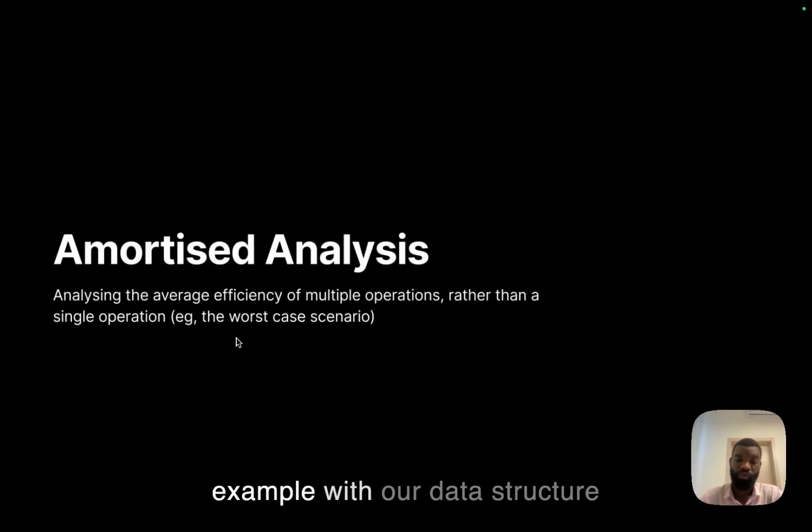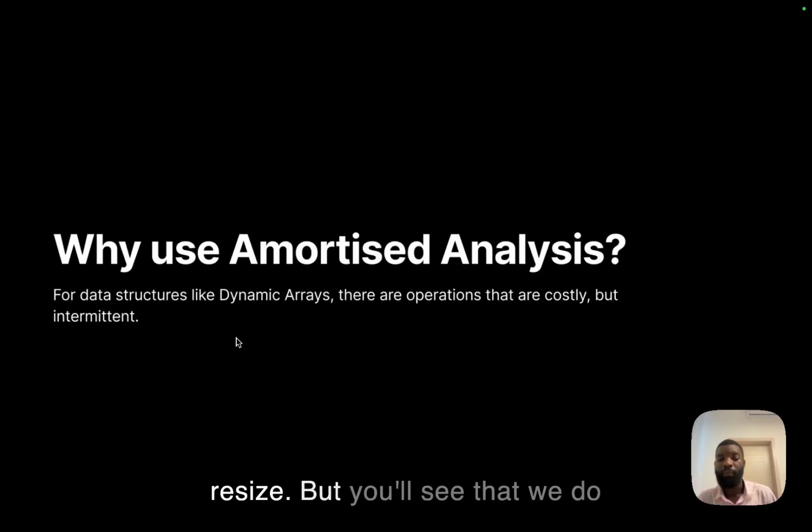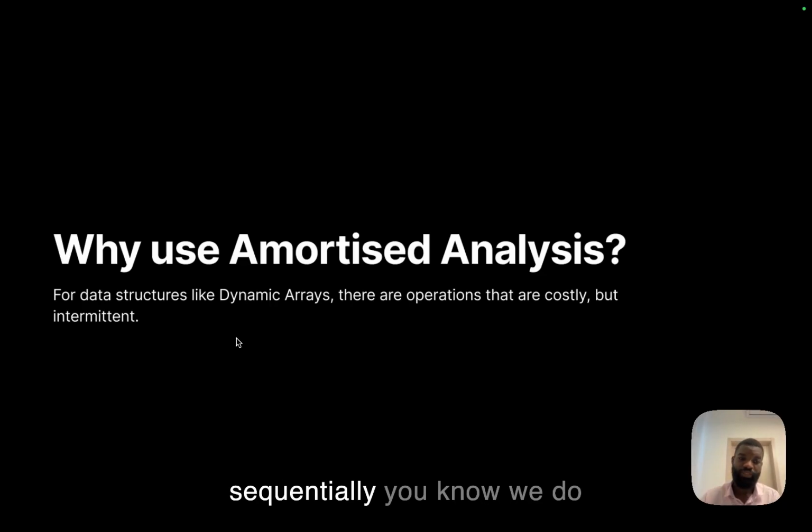So say, for example, with our data structure, a dynamic array, we will see that the most costly operation that we have is the resize, but you'll see that we do that intermittently. So if our array is 2, we'll double that, and then our array will have capacity 4, but then the next time that we double it is when the array is at capacity 4. So we double that to 8, and then the next time we double that is going to be to 16, and then to 32, and so on and so forth.